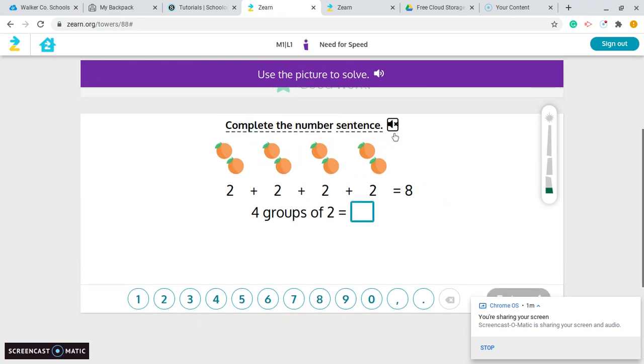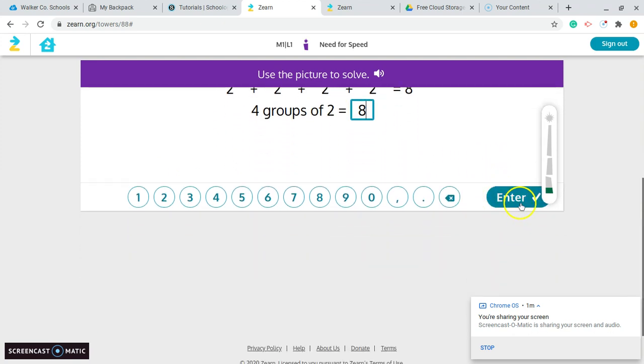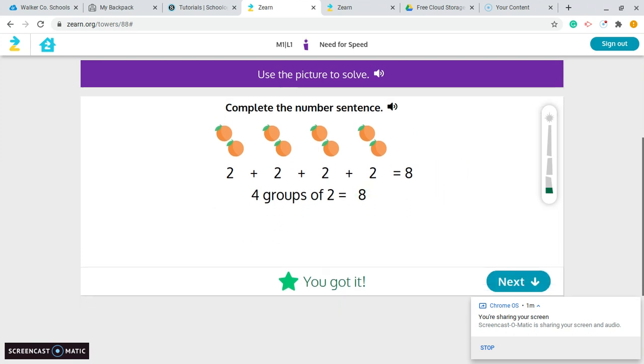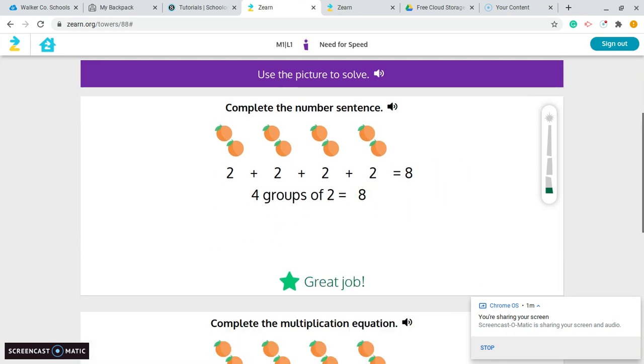Complete the number sentence. 4 groups of 2 equal, so we have 1, 2, 3, 4, 4 groups, and all of the groups are equal because they have the same number, and they each have 2 in them. Again, 4 groups of 2 equals 8. And you can press enter on your keyboard or the next button.